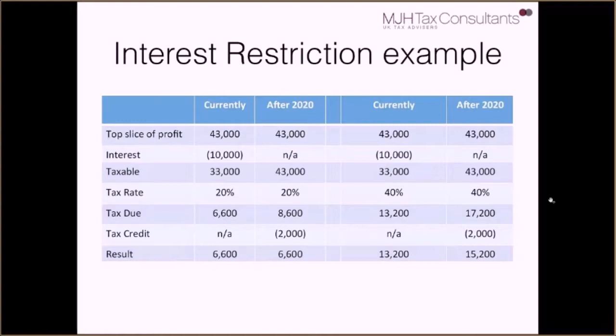And I just want to stress, new investors into the UK, and as a real broad rule of thumb, if you're investing less than £1 million into the UK in joint names, you're very unlikely to be affected by the new loan interest restriction rules.